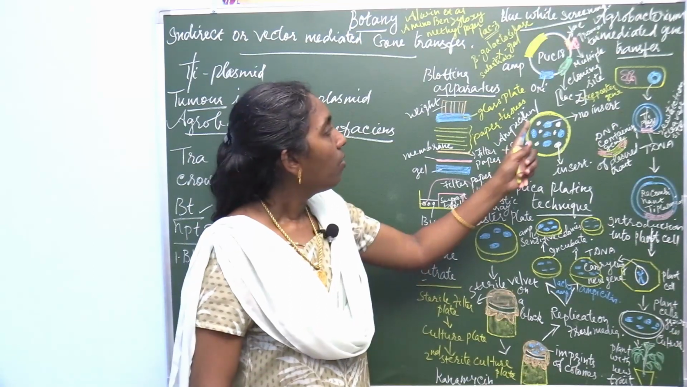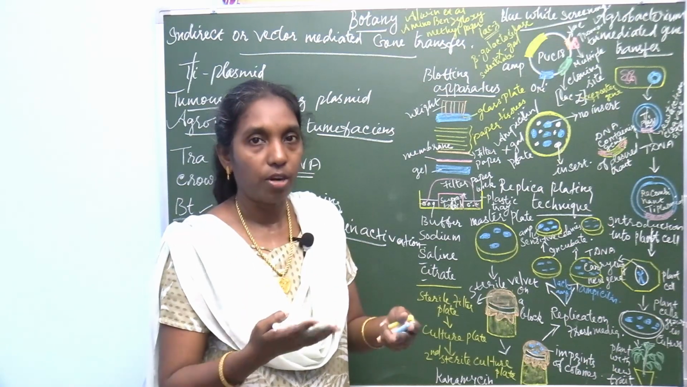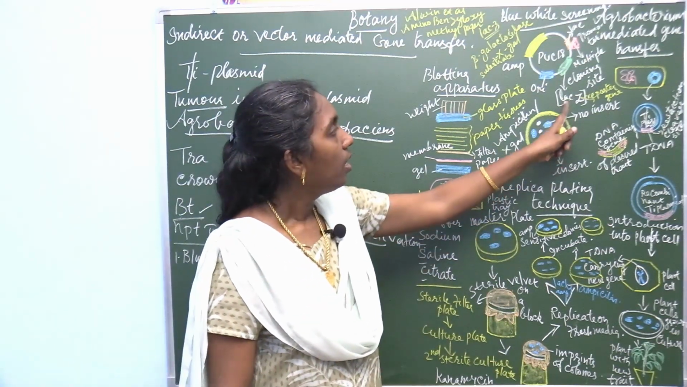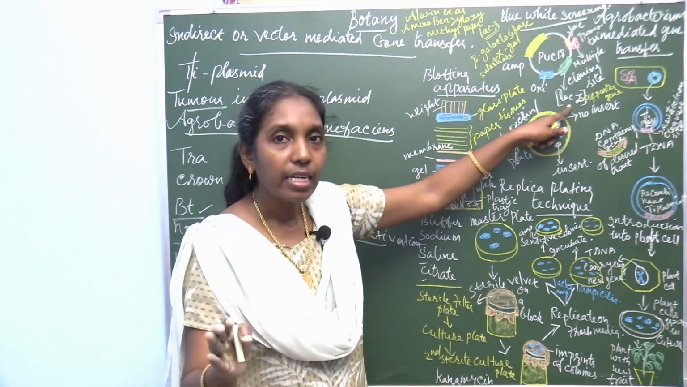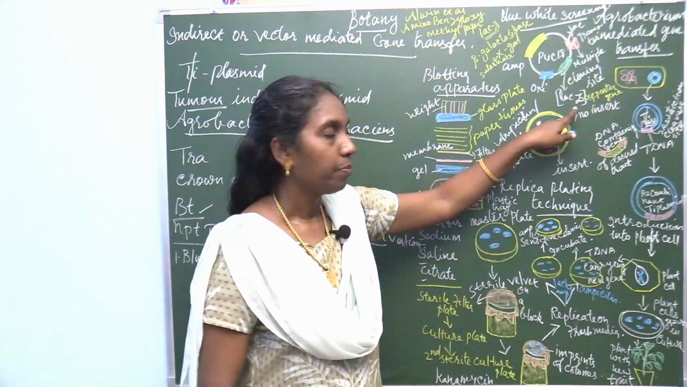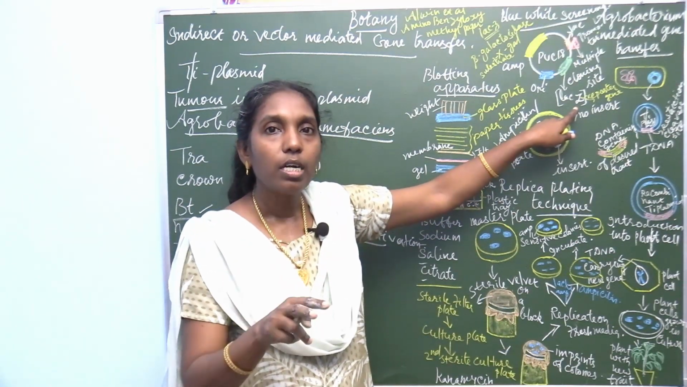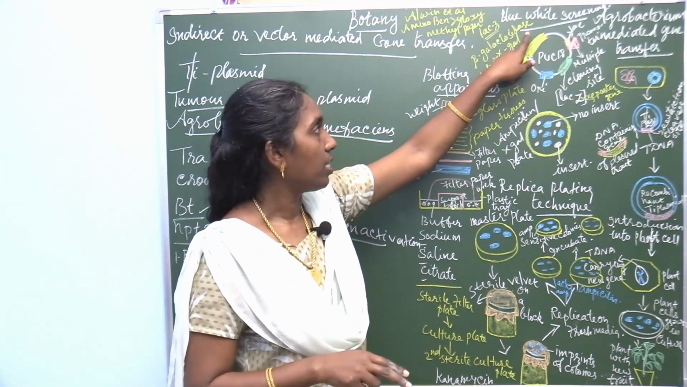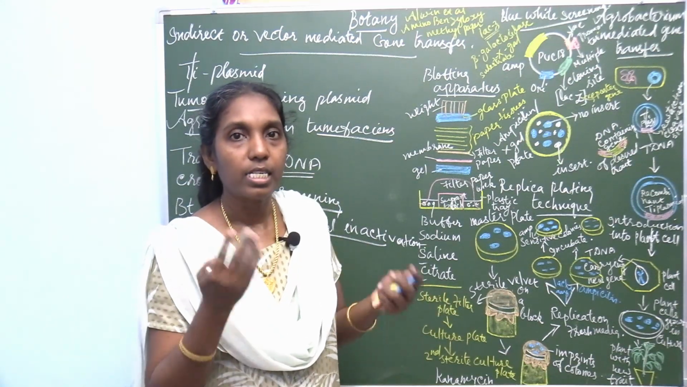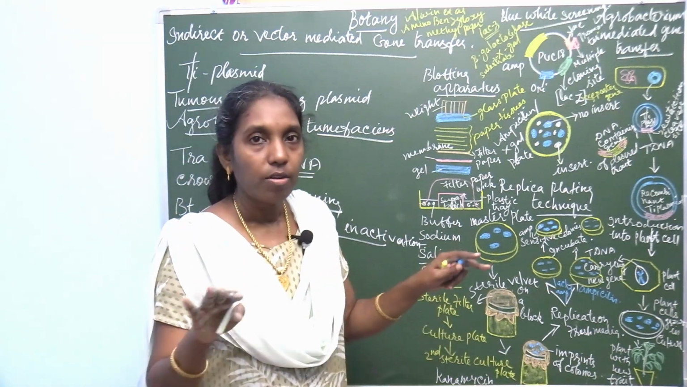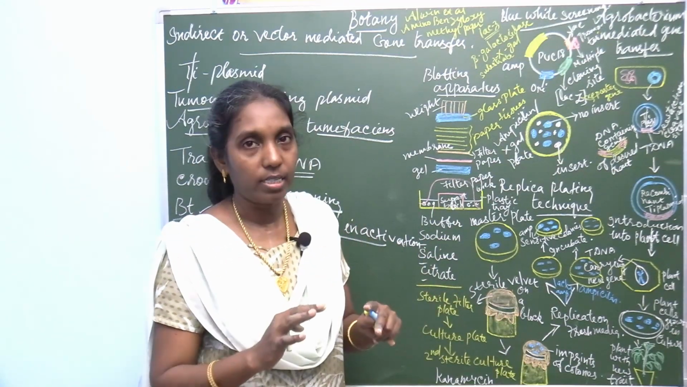How do they develop? When a foreign gene is introduced, that means any vector or any foreign gene is introduced into this, it inactivates the activity of LAC-Z. When the LAC-Z gene is inactivated, it is not able to synthesize beta-galactosidase. So, the blue color substance will not be produced. The area is white, and the colony is produced as white color.